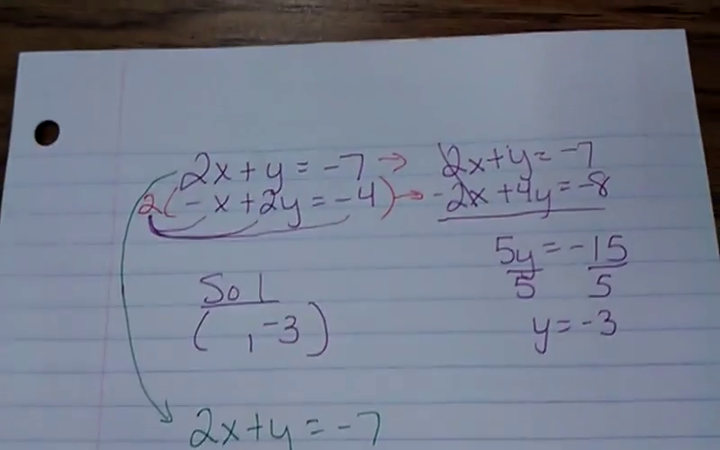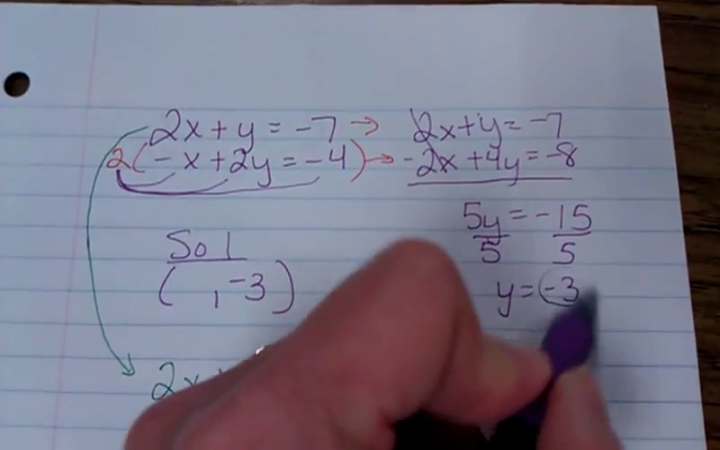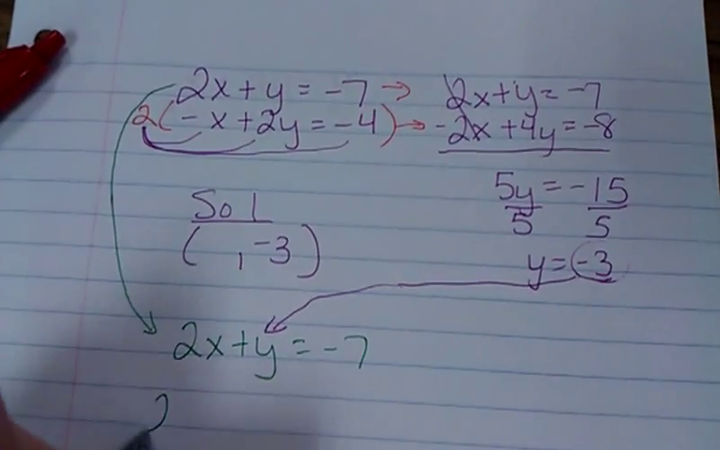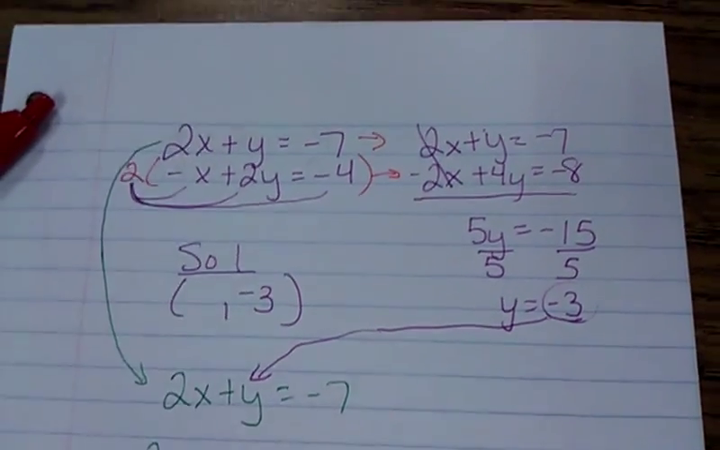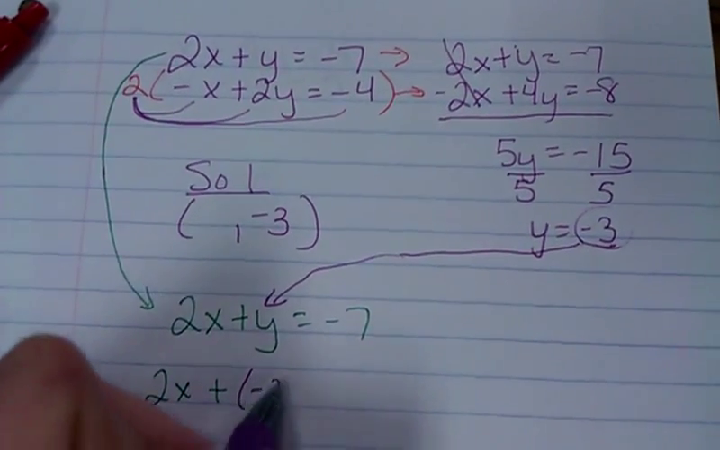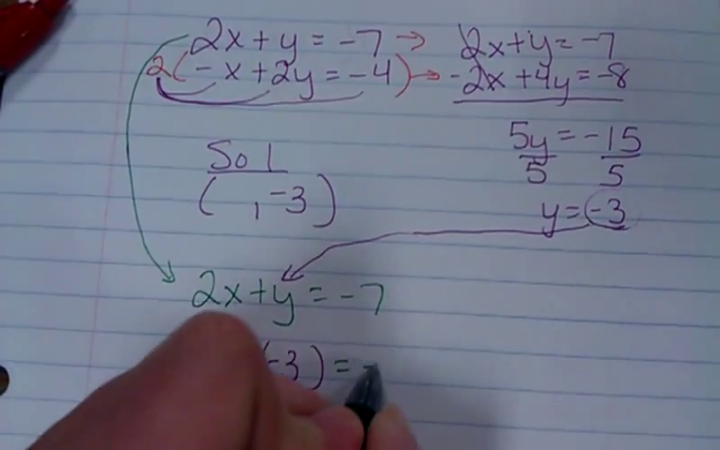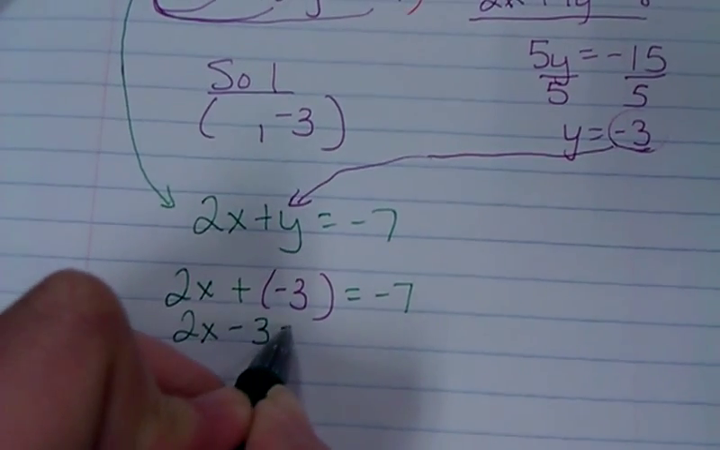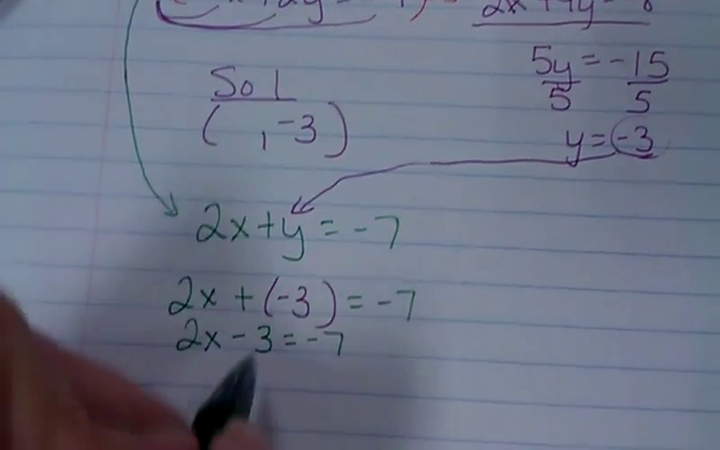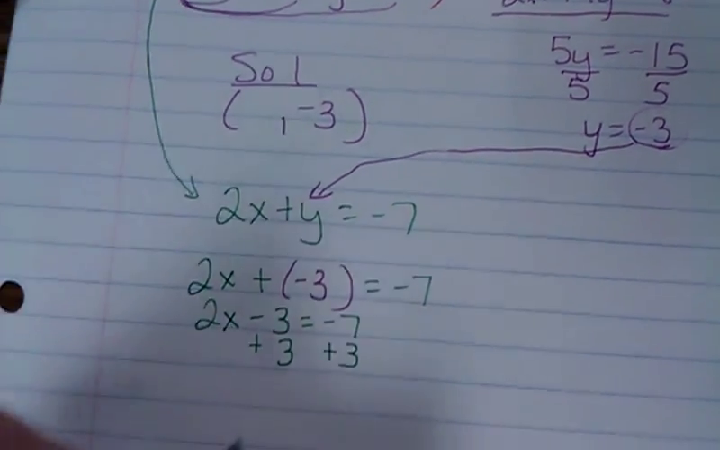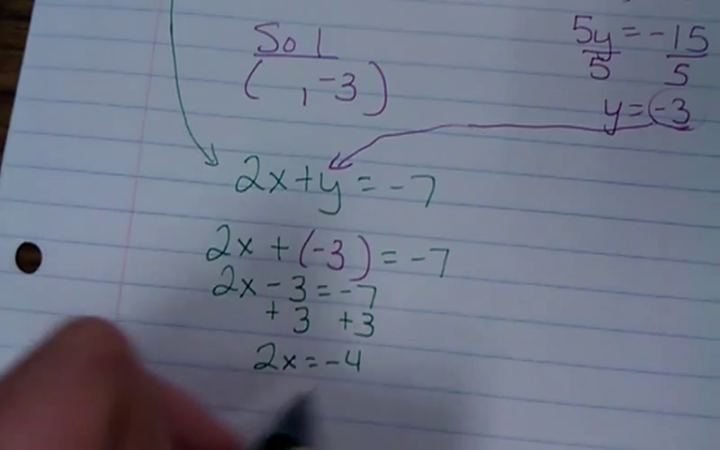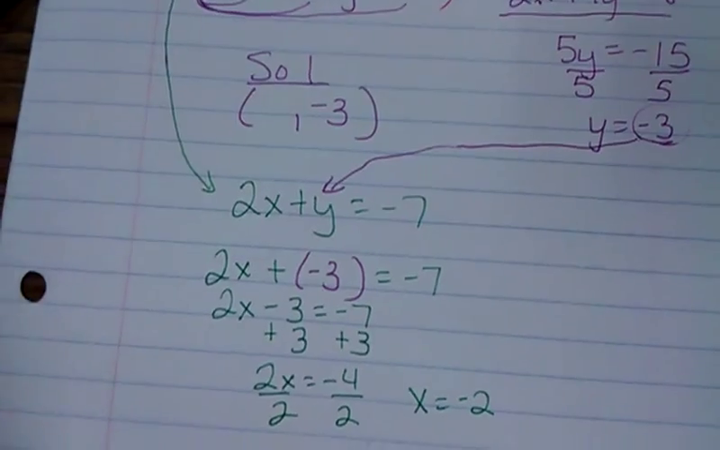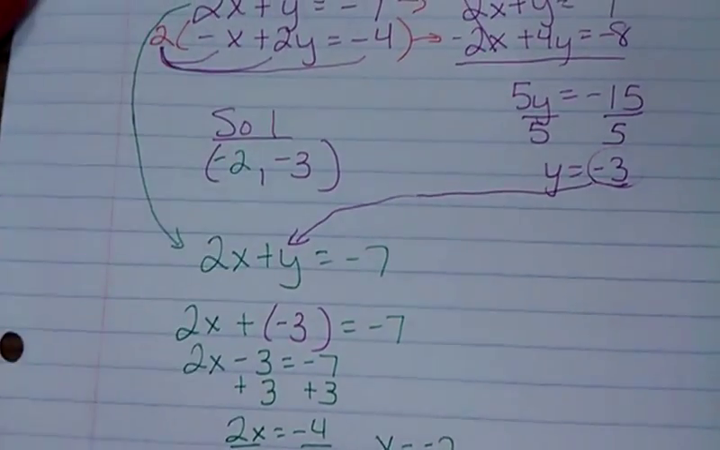and I rewrite it. Now y is negative 3, so I will take this and plug this in here for y, and I get 2x plus negative 3 equals negative 7. If you notice, I put it in parentheses. That's because when I rewrite it, I get 2x minus 3 is negative 7. I add 3 to each side. 2x equals negative 4. And I divide by 2. X equals negative 2. So my solution should be negative 2, negative 3.